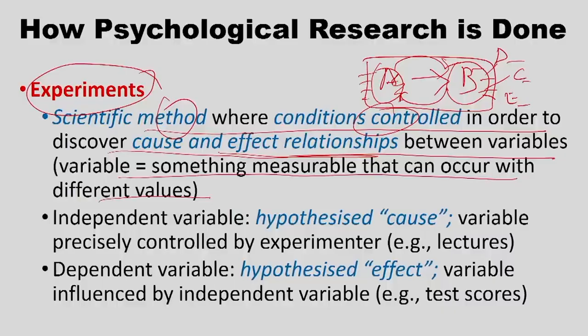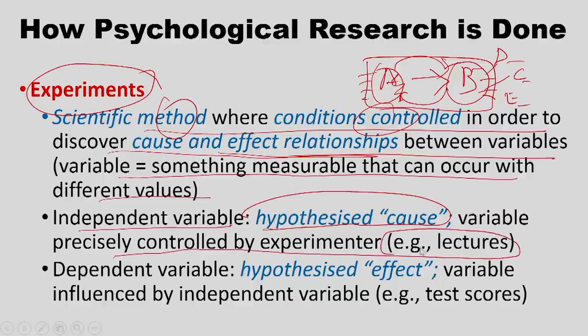Now, in any experiment, you have something called the independent variable, the hypothesized cause, a variable precisely controlled by the experimenter, for example lectures. So, in our case, the independent variable is the level of hot drink or hot beverage, because we have three hot beverages, and we are manipulating the type of hot beverage. Then in any experiment, we also have a dependent variable, which is the hypothesized effect, a variable influenced by the independent variable, for example, test scores.